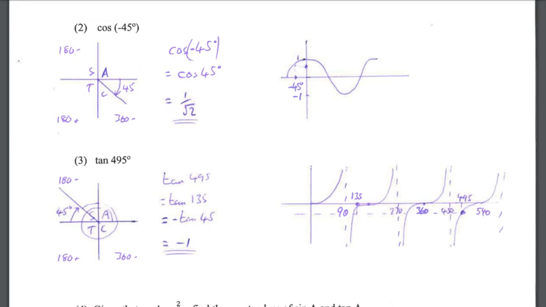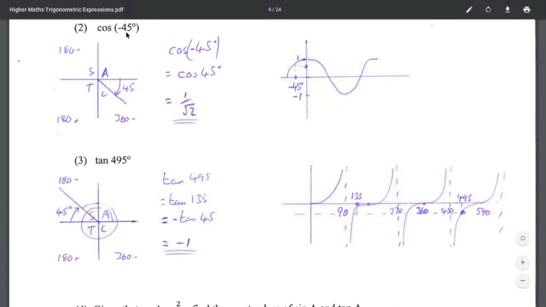Hi guys, hi maths, trig expressions, related angles and exact values. We're going to have a look at calculating the cos of -45 degrees here. So again, we'll set up the cast diagram, so ASTC, so we've got the first, second, third and fourth quadrants here.